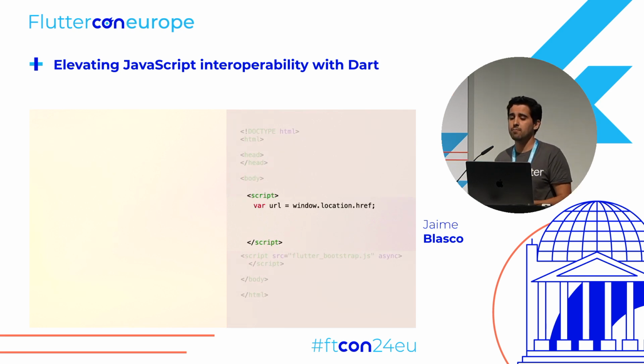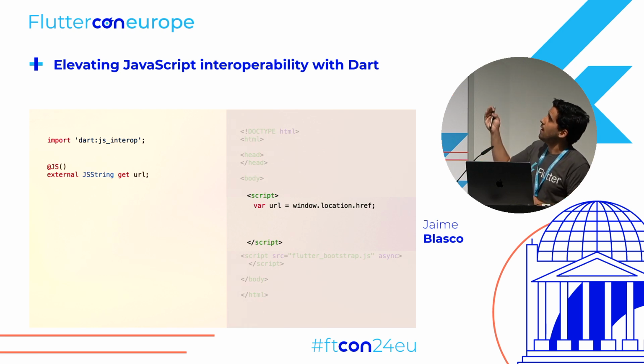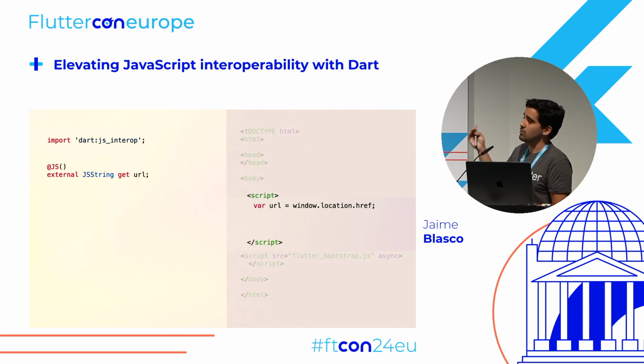So now that we have created our app, we can create some JavaScript code. We create a variable that's a URL, and this variable is going to be our browser location URL. Then we're going to try to access this URL inside our Dart application. So we are going to use the new package, dart:js_interop, and to access a variable, we are going to use a getter with the same name, url, and this getter is going to be external because it's coming from outside the Dart machine.